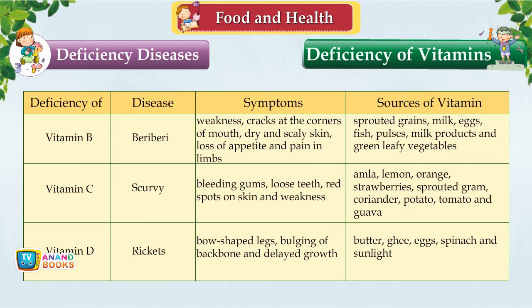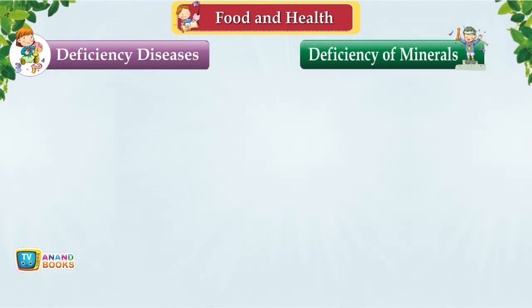Vitamin D, rickets, bow-shaped legs, bulging of backbone and delayed growth. Sources of vitamin are butter, ghee, eggs, spinach and sunlight.